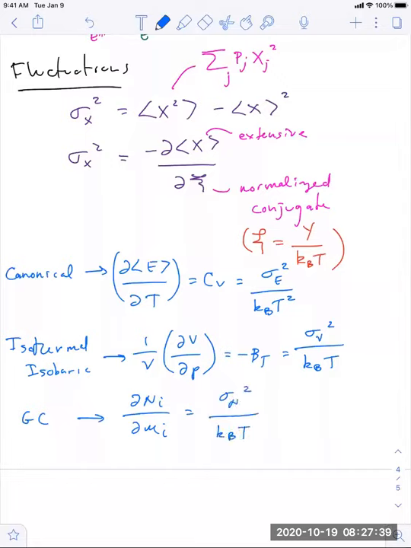So in all of these cases, these look like something like capacities. In the first case, we have the heat capacity. The second is kind of like the volume capacity. How much is the volume going to change in response to changes in pressure? And this might be something like the chemical capacity. So as I change the chemical potentials in the system, how is the particle number going to change?